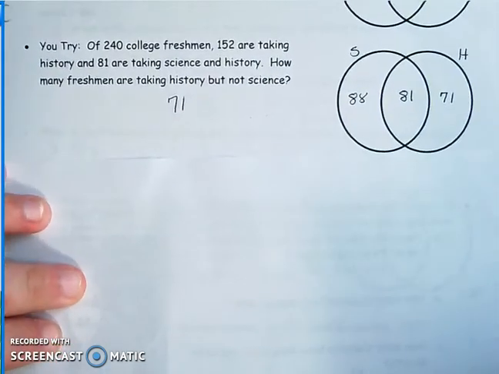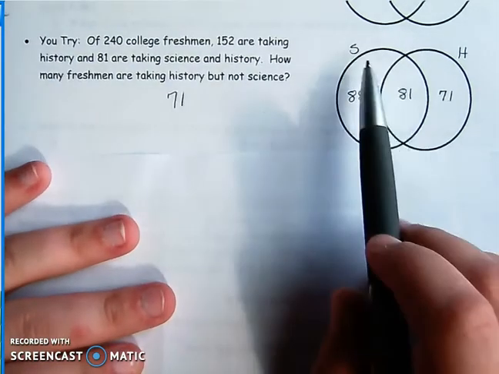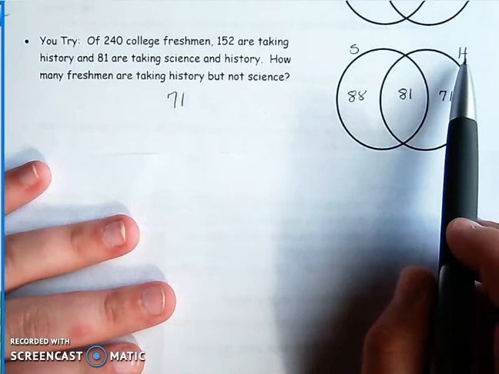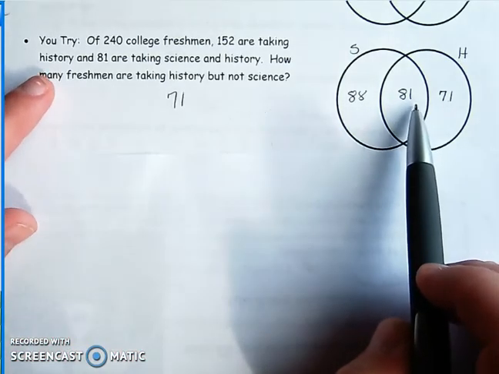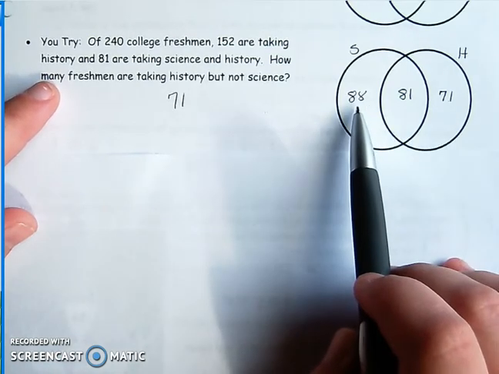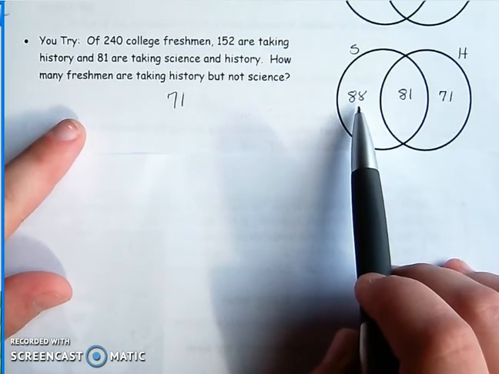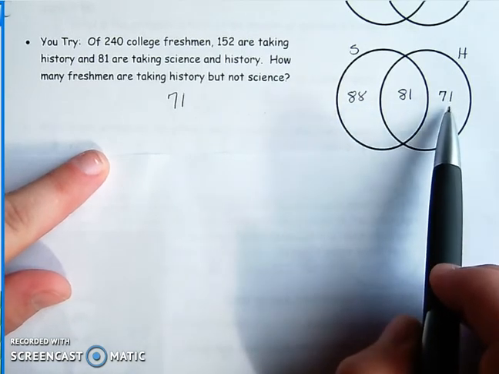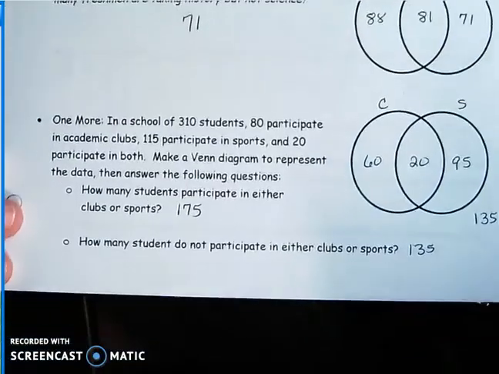This is what your Venn diagram should look like for the students taking classes. You have science and history. 81 take both. 152 take history, so you subtract, and that's where the 71 comes from, meaning 88 are only taking science. So then your question asks how many freshmen are taking history but not science, and that would be the 71. Alright, we have one more to try.